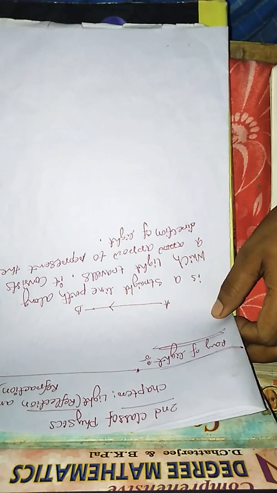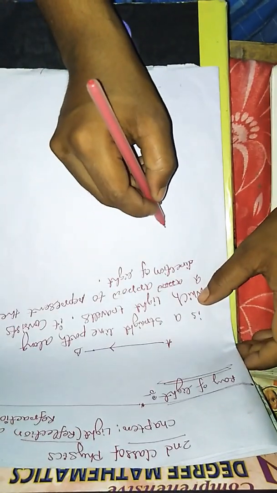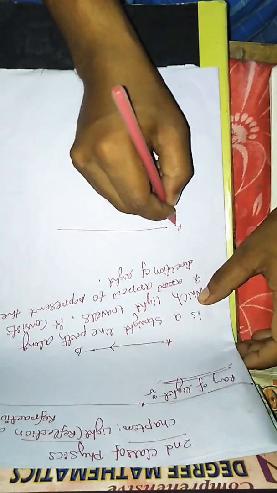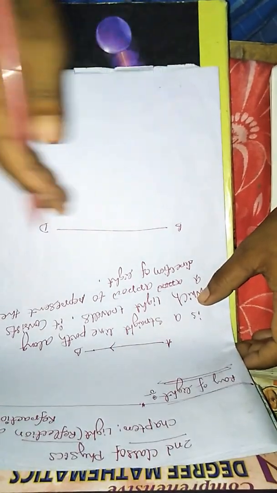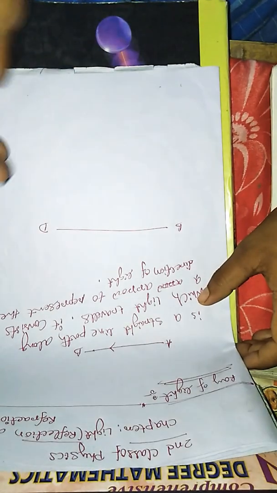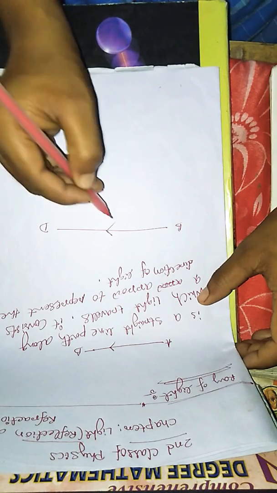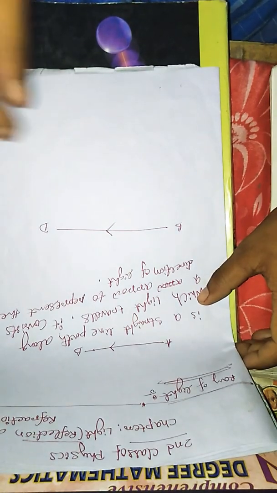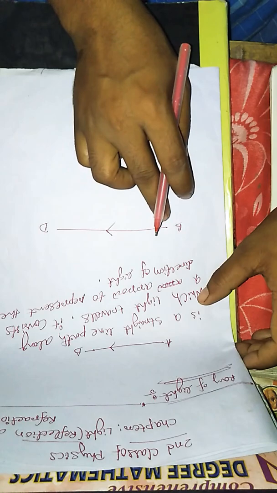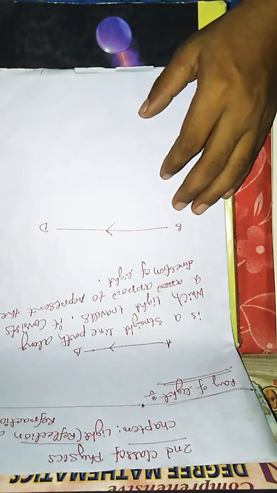Okay, so if you are asked how light comes from the point B to D, then how can you represent it? At first you have to draw a straight line. Let's say this point is B and this point is D. Light comes from B to D. Then you have to give an arrow in the direction from B to D. That means the light comes from B to D. Okay, this is the ray of light.